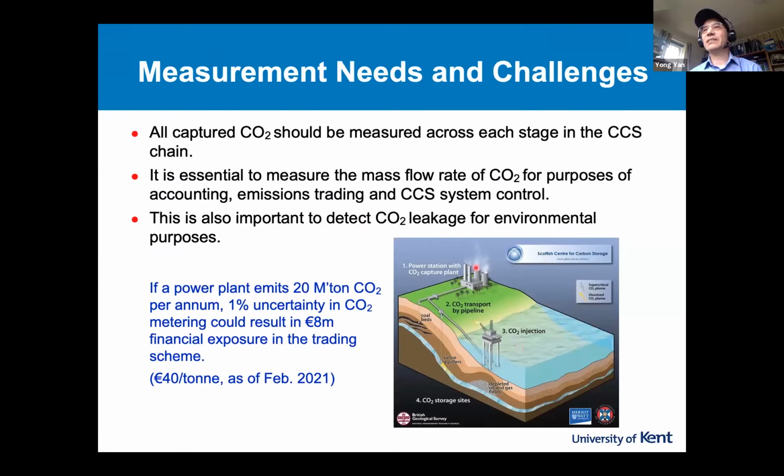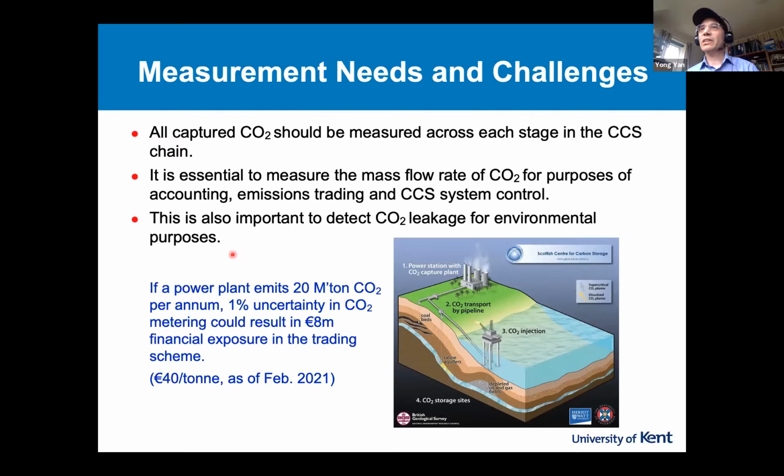If you look at the CCS stages here, from capture plant to transportation to final storage site, you have several key stages. In each stage, we need to measure captured CO2 for good reasons. We need accurate accounting of what's happening in the CCS system, for emissions trading or for optimized CCS system control. So that's all required basic data from measurement.